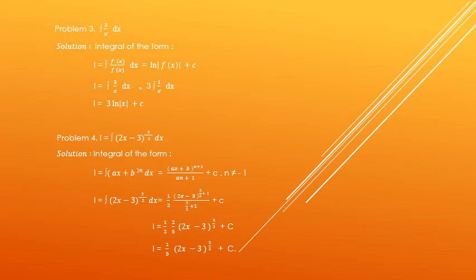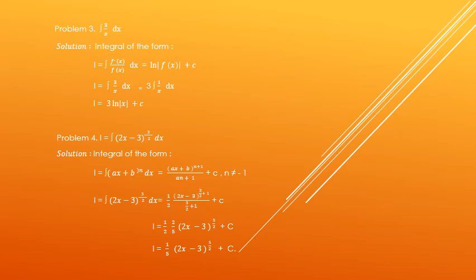So here integration is same equals to 3 is again same, and when we integrate 1 upon x, we get ln x. Here we put f of x equals to x plus c is the required result for the given integral.